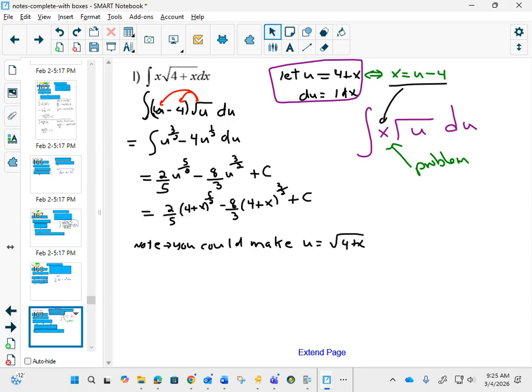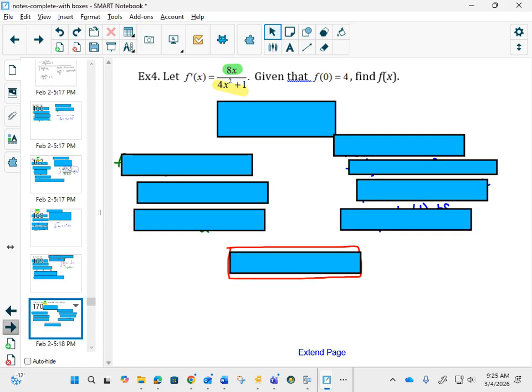Okay? The idea, though, is the more opportunities we see to be creative, the better we get at being creative and starting to see these things ourselves. That was sneaky. All right, one more for you to try on your own.